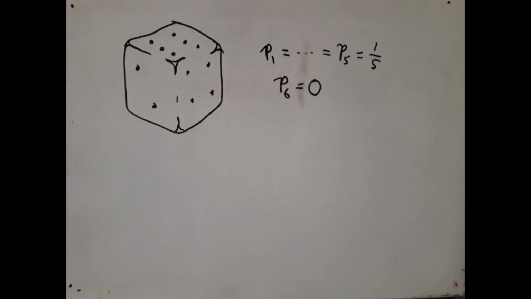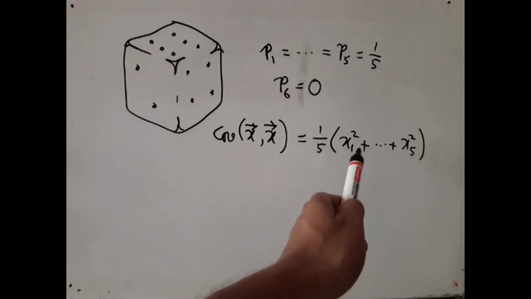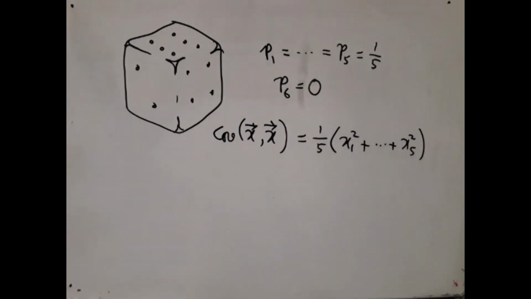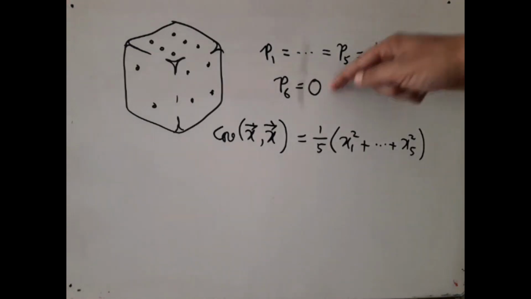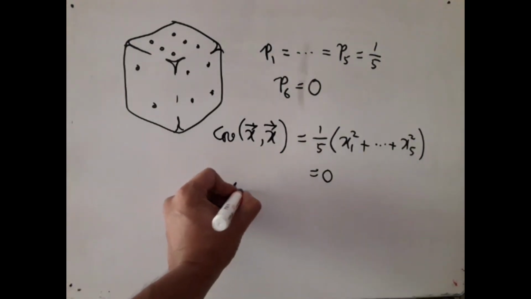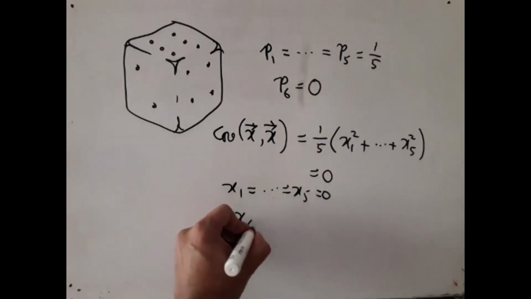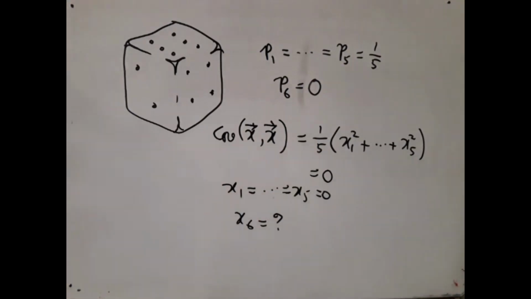Now in this case, if I am trying to compute that quantity covariance x with x, I am going to get covariance xx is 1/5 of sum of squares of all the xi's from 1 to 5. x6 doesn't enter into the picture at all because that gets multiplied with P6, which is 0. Now if I tell you that this is equal to 0, you can immediately conclude that x1 to x5 must be equal to 0. x6 you have no control on. x6 can be just anything. So covariance xx is equal to 0 does not imply that x is the 0 vector.